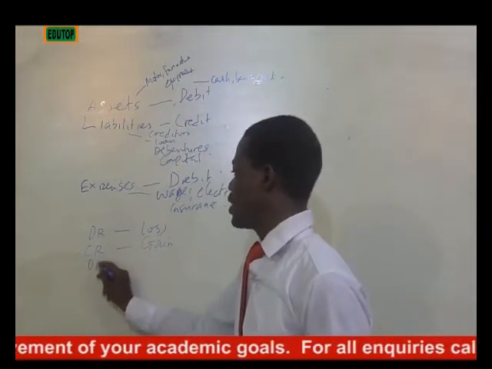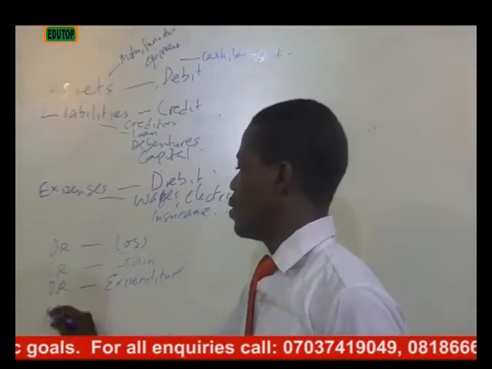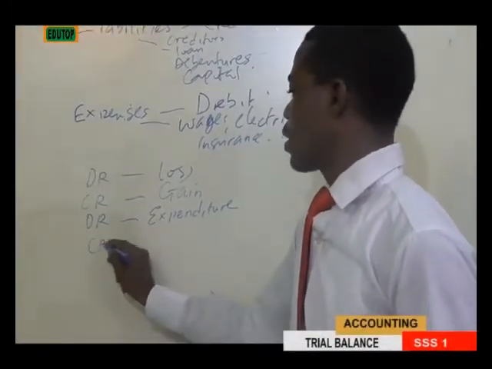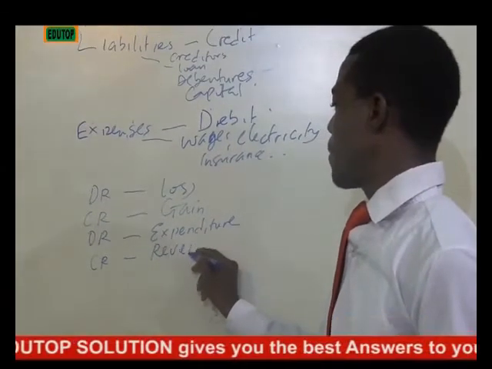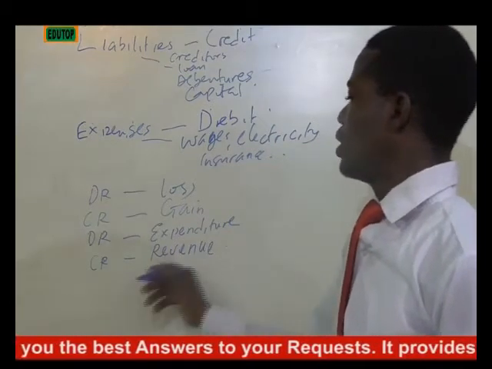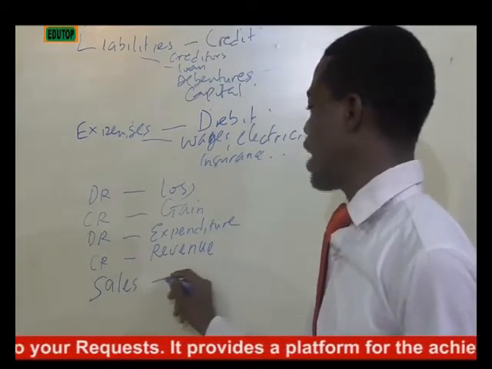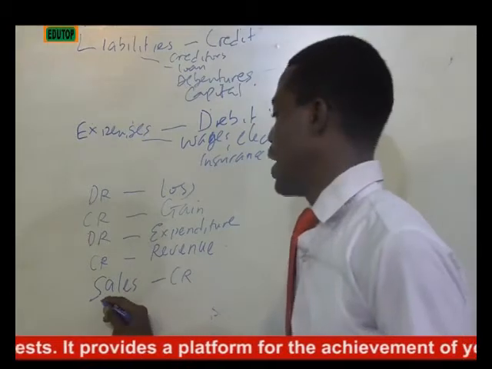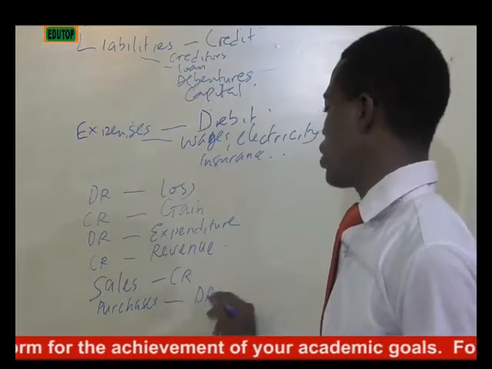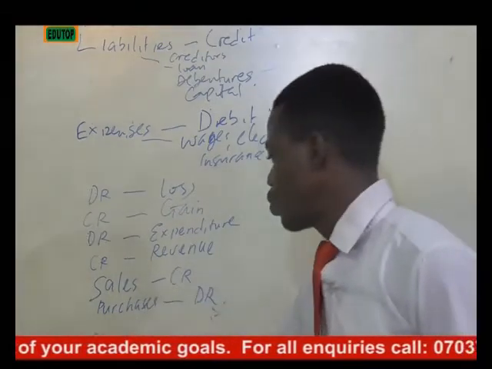Then debit expenditure, credit revenue. So you credit revenue, that is sales. If you are given sales items, you credit sales. Then purchases: you debit purchases because it is also a form of expenses. So if you follow this rule, then the cash book.